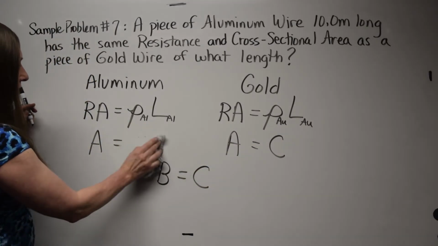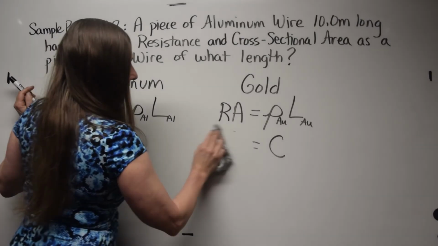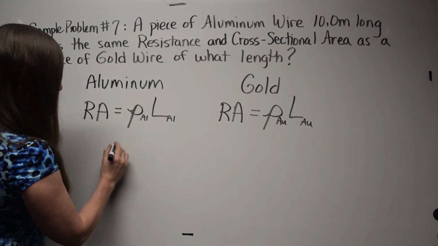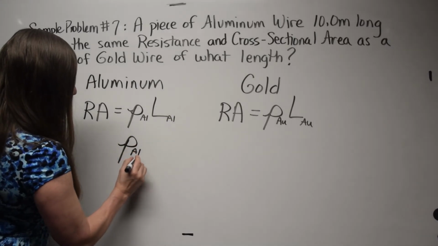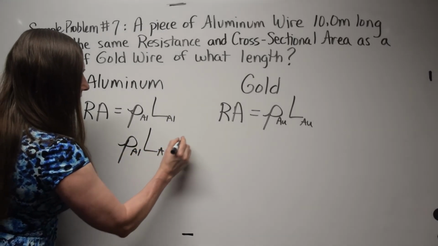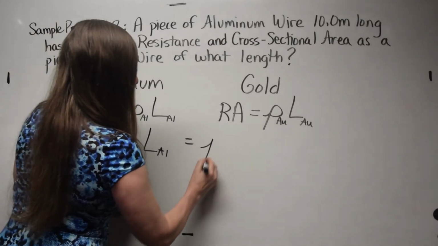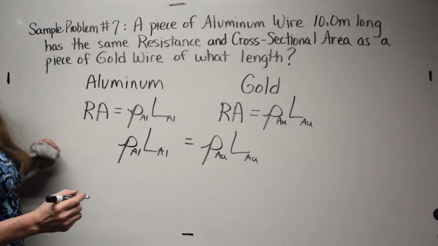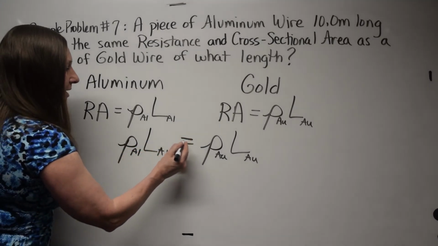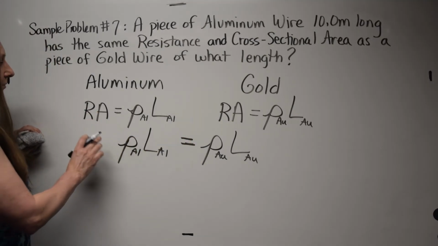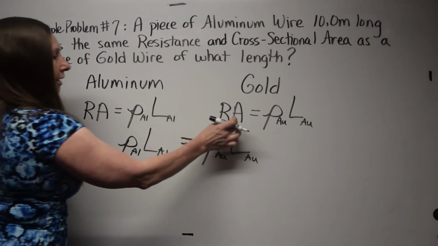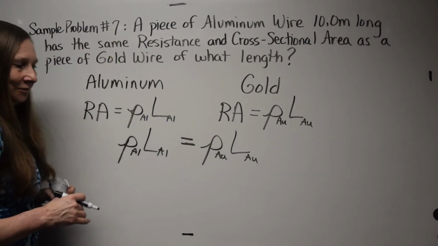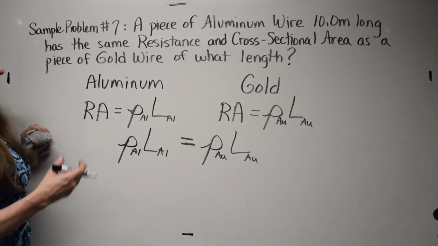So what I'm going to do is now set this part here, rho aluminum, L aluminum, equals rho gold, L gold. So what you've done is you've eliminated the stuff that was the same. The resistance and the cross-sectional areas were the same, and you've eliminated them. Well, you didn't know them anyway. So that's what's great about this technique.